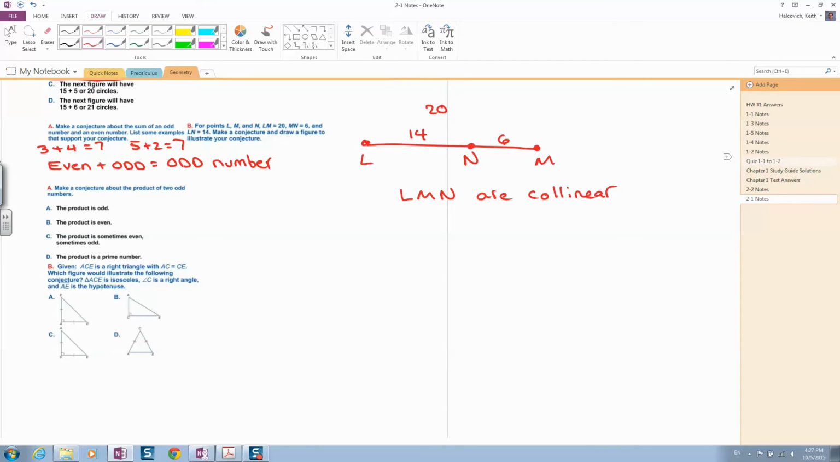It says make a conjecture about the product of two odd numbers, like 3 times 5, notice is 15. 7 times 9 is 63, so it's odd. Given ACE is a right triangle with AC equaling CE, which figure would illustrate the following: that it's isosceles, meaning two congruent sides, a right angle for C, and A is the hypotenuse. Well, here notice EC is the hypotenuse. That doesn't work. This doesn't have a right angle, so it's just between B and C is the only one that has these two sides congruent. So therefore it is C.